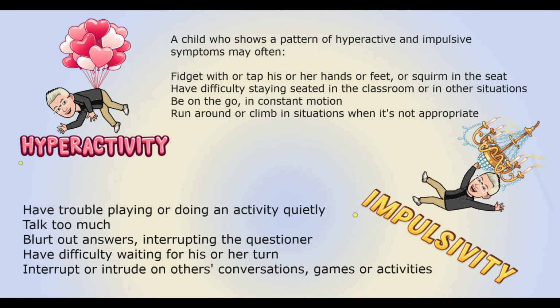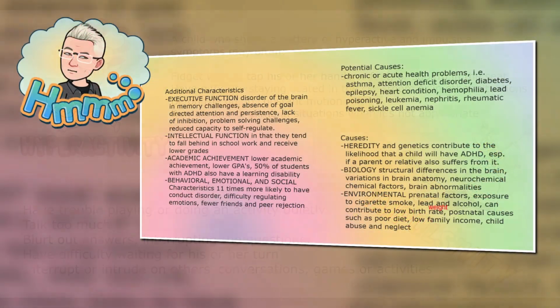A child who shows a pattern of hyperactivity and impulsivity may fidget or tap his or her hands or feet, or squirm in the seat, have difficulty staying seated in the classroom, be on the go in constant motion, run around and climb in situations when it's not appropriate, have trouble playing or doing activities quietly, talk too much, blurt out answers, interrupt the teacher or others, have difficulty waiting for his or her turn, interrupt or intrude on others' conversations, games, or activities. Here are some characteristics that the book highlights.